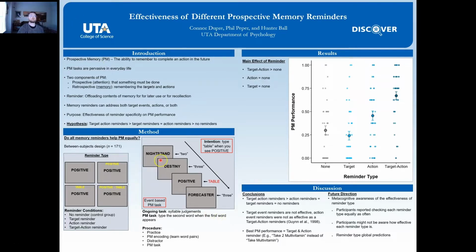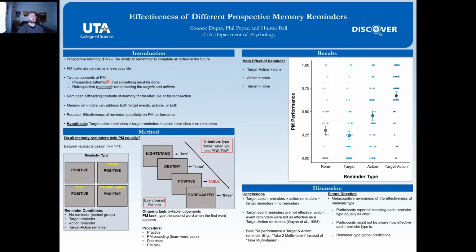In a typical laboratory environment, we measure prospective memory by giving participants an ongoing task, such as judging whether words have 2 or 3 syllables. In addition, participants might learn word pairs, such as positive and table, and form a prospective memory intention to type the second word whenever they see the first word.